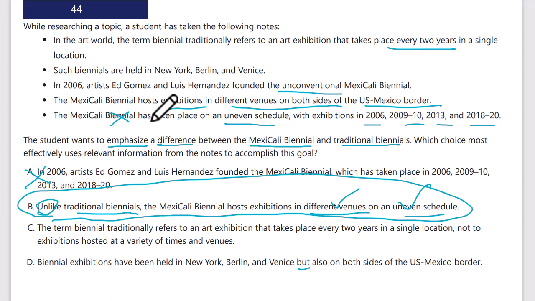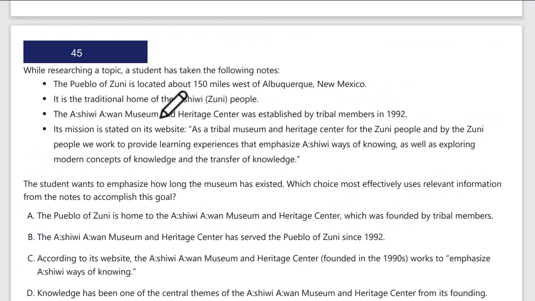Let's check C and D. The term biennial refers to an art exhibition every 2 years. That's just background. Biennial exhibitions have been in New York, Berlin, but also on both sides. That just says there are two types. It's not showing us the differences in the two types. B is the answer.